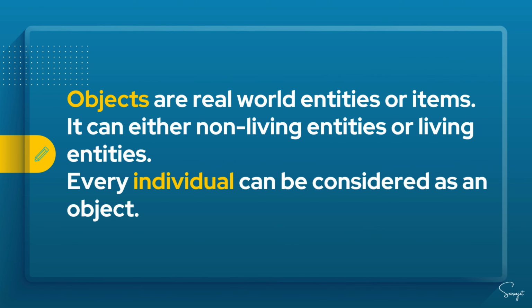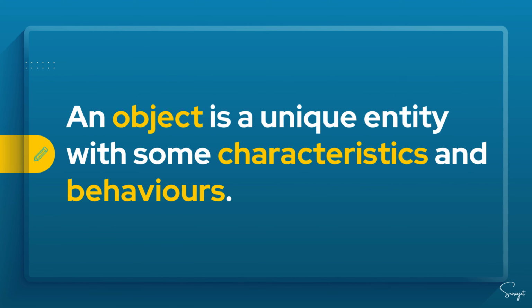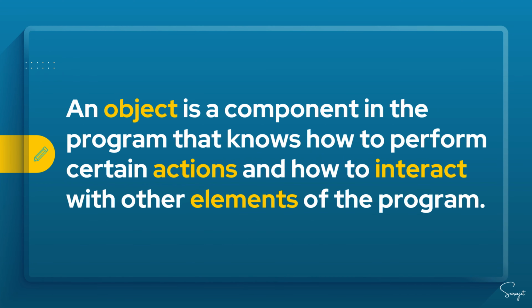Objects are real-world entities or items. They can be either non-living entities, such as pen, book, table, chair, car, scooter, calculator, phone, and computer, or living entities, like dog, cat, and plant, etc. All are objects. Every non-living and living entity individual can also be considered as an object. An object is a unique entity with some characteristics and behaviors. An object is a component in the program that knows how to perform certain actions and how to interact with other elements of the program.